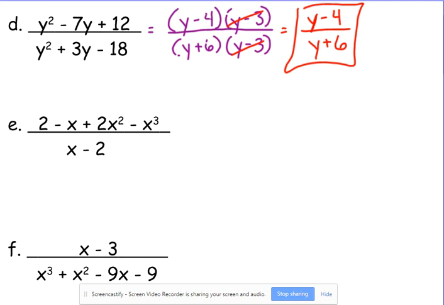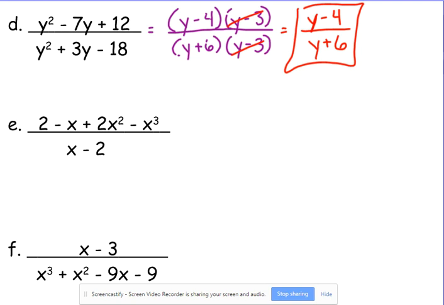2 minus x plus 2x squared minus x cubed over x minus 2. So what kind of factoring are we talking about in the numerator there? Grouping. Okay, yes, it is going to be grouping because we got 4 terms. That's our only choice when there are 4 terms.